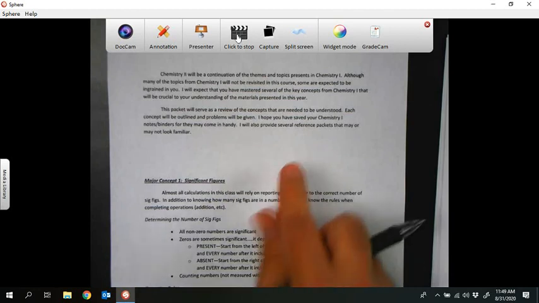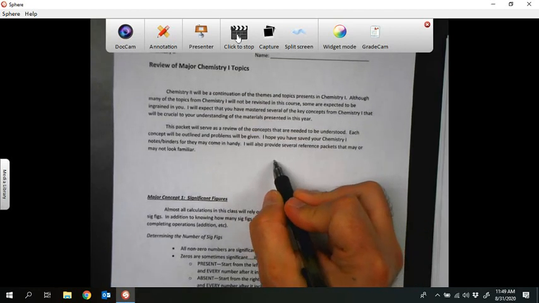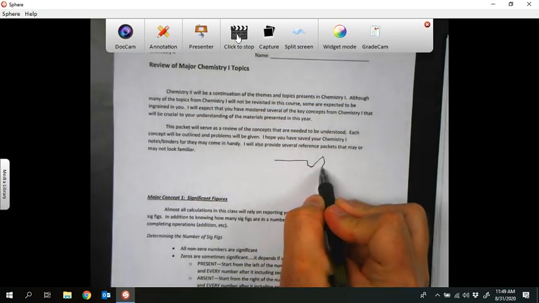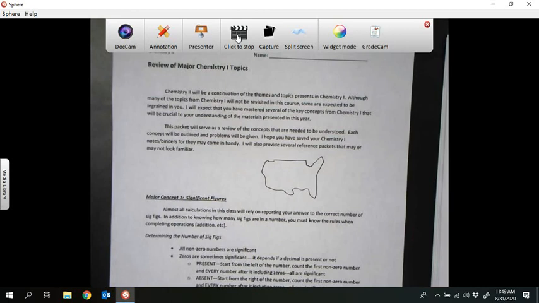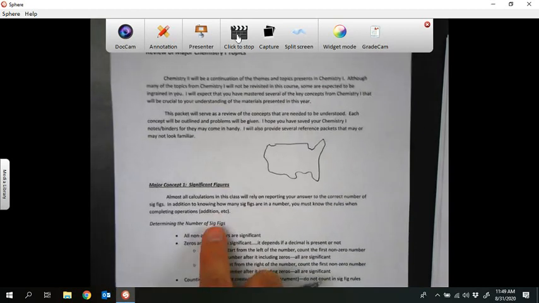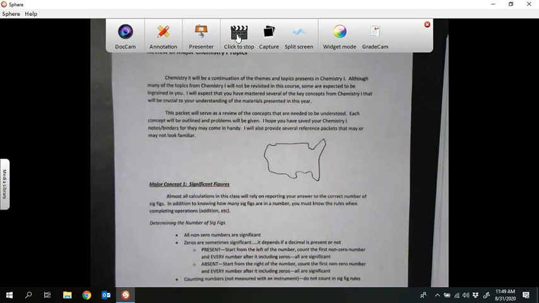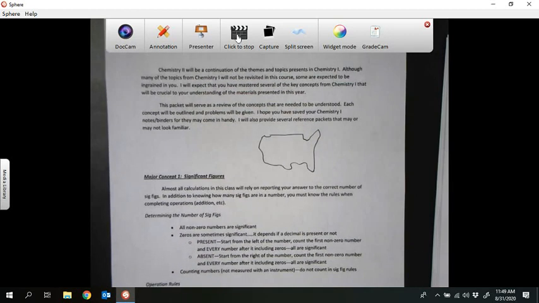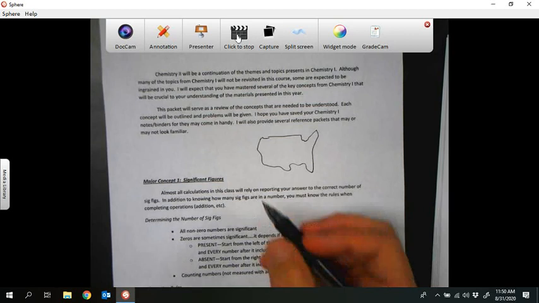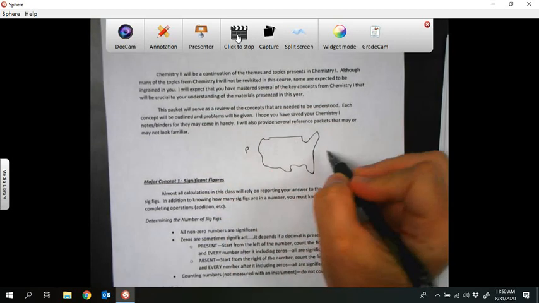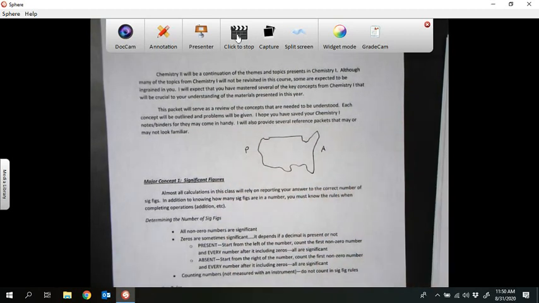So in this little space here, I'm going to just draw a really rough sketch of the United States. I'm going to show you a little trick on how you can determine how many significant figures are in a number. So this is the United States, however crudely it's drawn there. But over here we have the Pacific Ocean, and on this side we have the Atlantic Ocean.